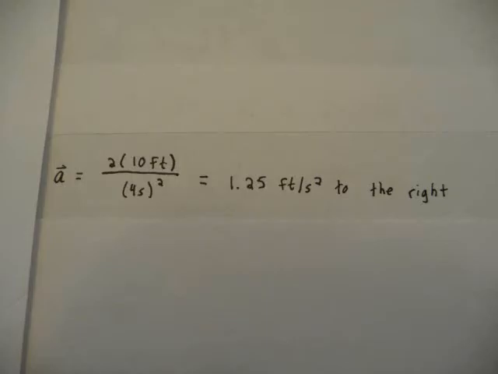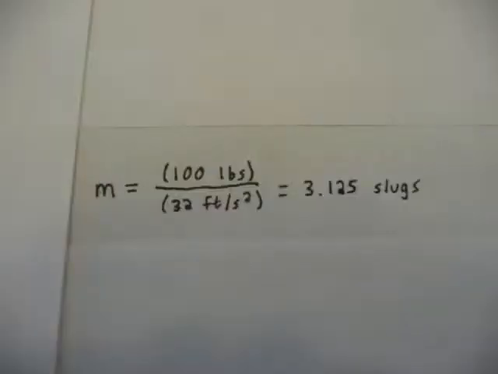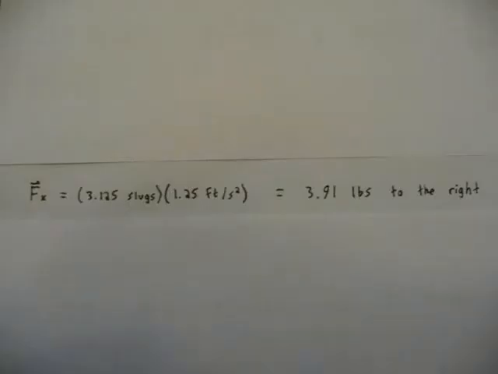Thanks to Sir Isaac Newton, we know that the force is equal to the mass times the acceleration. Our couch weighs 100 pounds, and by dividing it by gravity, we find the mass of the couch to be 3.125 slugs, which is a unit of mass you've probably never heard of, but we use it because it lets us keep the rest of our measurements in pounds. The force required to push the couch horizontally is 3.91 pounds to the right.